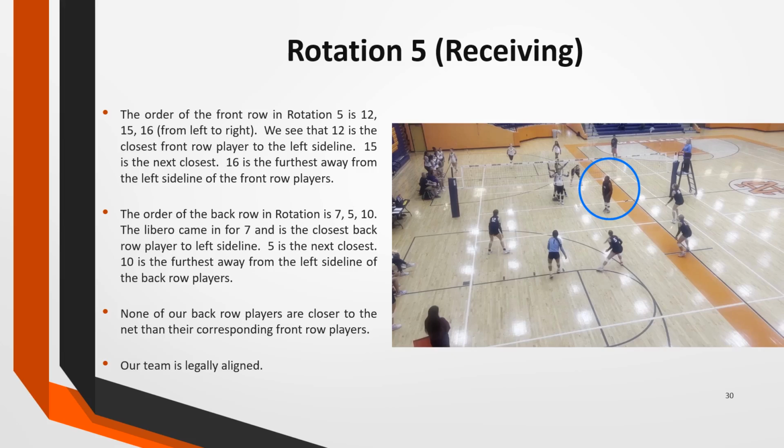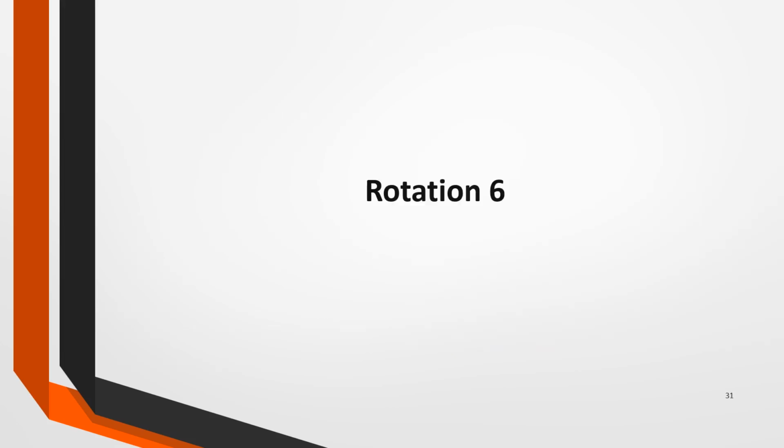Our libero, 5 and 10. Libero is the closest person to the left sideline of our back row players. You can see that 5 is next to her, and 10 is the furthest away from the left sideline. And we can see that none of our back row players are closer to the net than the front row players. Once again, we have a legal alignment. So far, so good. Let's look at rotation 6.